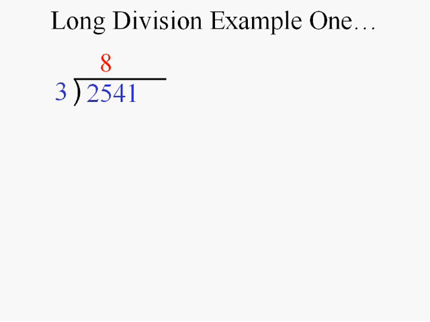Then I'm going to multiply to see what I'm off by. 8 times 3 is 24. And I'm going to subtract to see how much I'm off by. 25 minus 24 is 1. Now we bring down the next digit. We just do it one digit at a time. Bring down the 4, and we start all over again. 3 into 14. How many times does 3 go into 14? Well, it goes in 4 times. So I multiply 3 times 4. I have to write the 4.